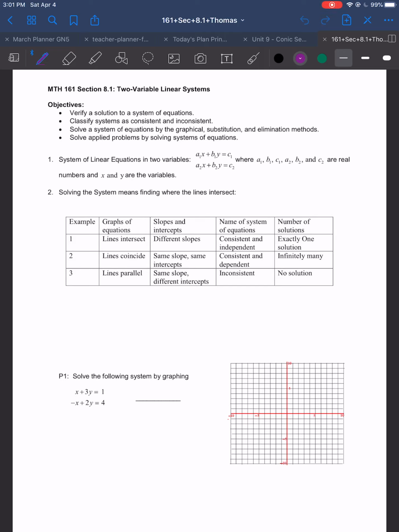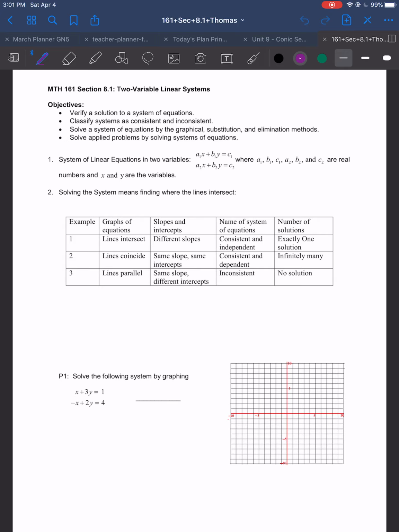answers you can have. You can have where the lines intersect, so the slopes are different. The name of the system of equations is consistent and independent, and there's only one solution. The other one is the lines coincide, so it's the same slope, same intercepts. They're consistent and dependent, and there are infinitely many solutions. And then the lines are parallel, so they have the same slope, different intercepts. It's called inconsistent, and it's no solution.